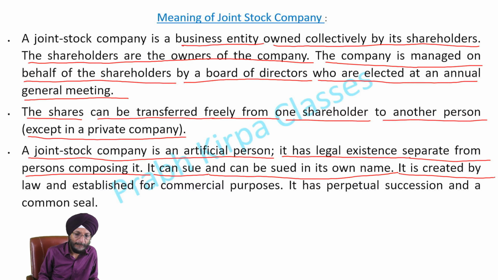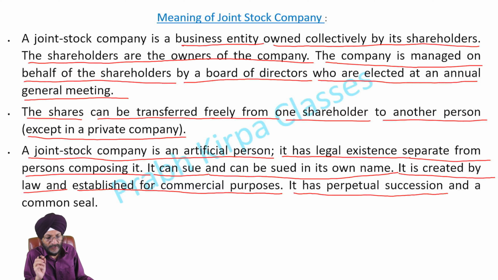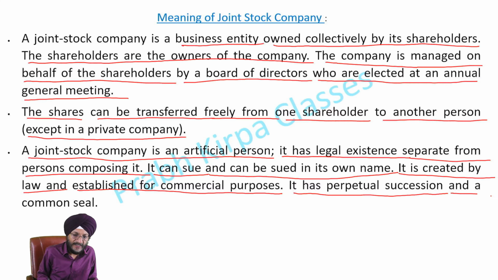A joint stock company is created by law. It is established for commercial purposes. It has perpetual succession. Perpetual means continuous succession. And it has a common seal.